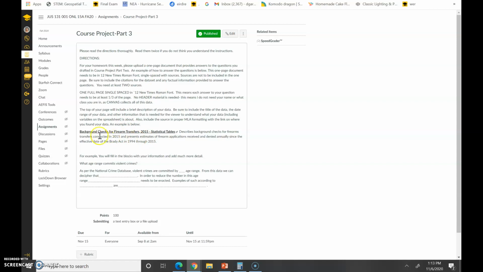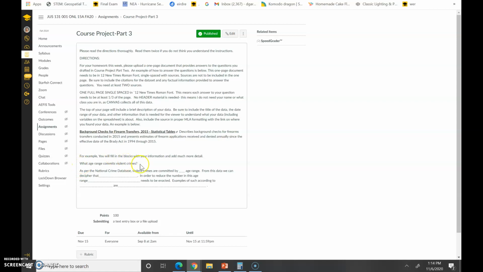And then, for example, here it is. Let's just say you're doing your data on background transfers, okay? Describe background checks for firearm transfers conducted and applications received, denied annually. This is my description of the data. And we went through this in step 1 of your paper. Remember, a lot of you, I had you revise it because you didn't include what variables are discussed. So you want to include a copy of your data, meaning a link to your data. You want to make sure you have a description of your data. Then you can see here, fill in the blanks with your information and add more detail, meaning this would be kind of a paragraph.